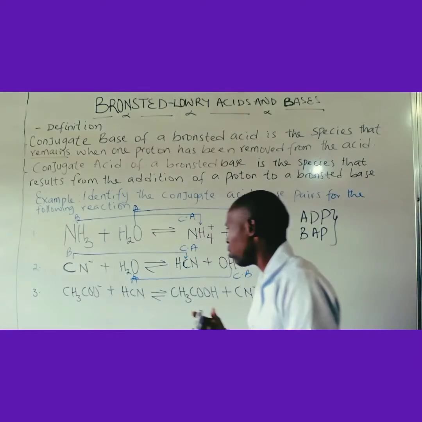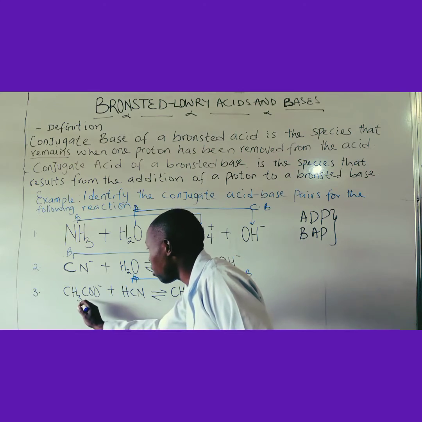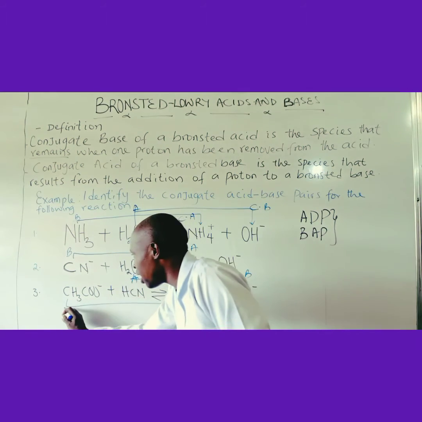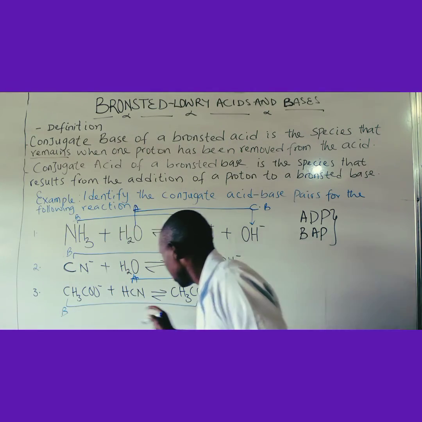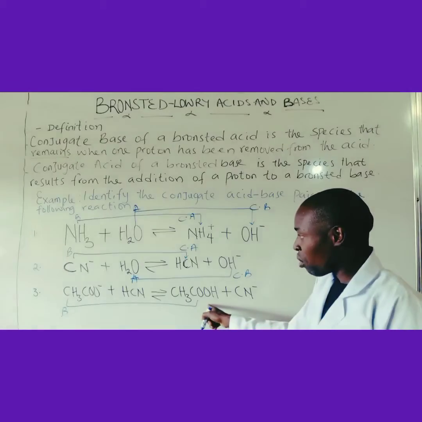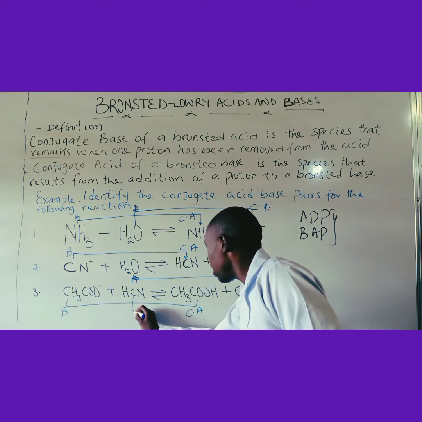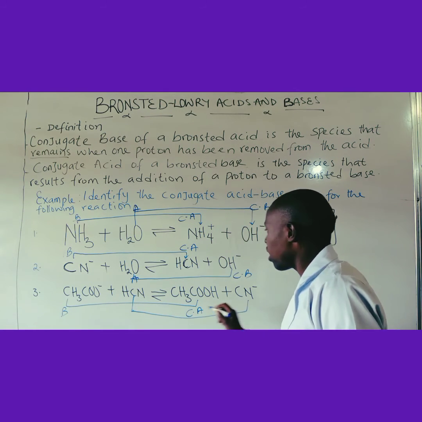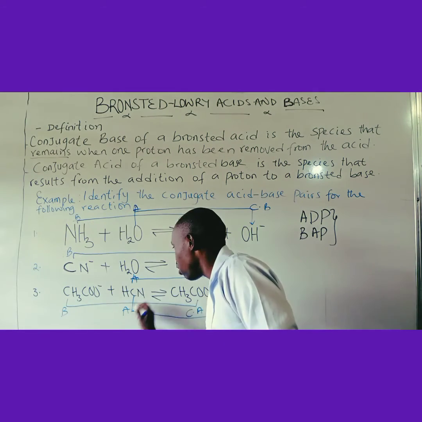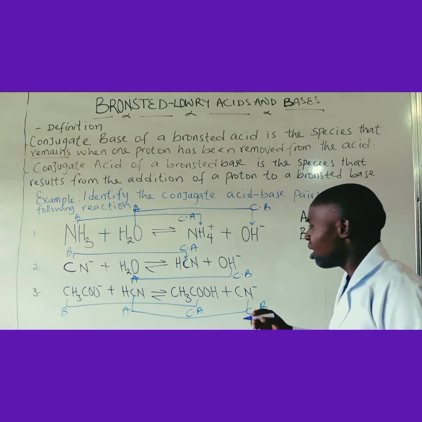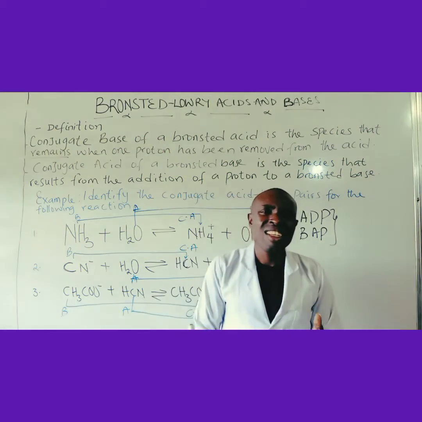Then lastly, this one is so simple. Of course, simple logic will tell that from here, it gives this one. So this one here is my base that had already accepted the proton here. It becomes my conjugate acid. And here now is my Bronsted acid, and here is my conjugate base. And that is how easy it is.